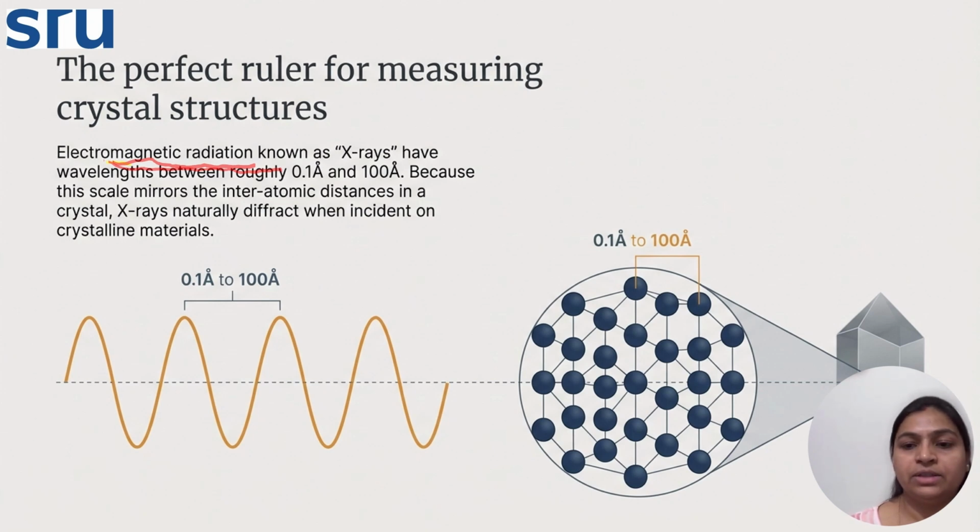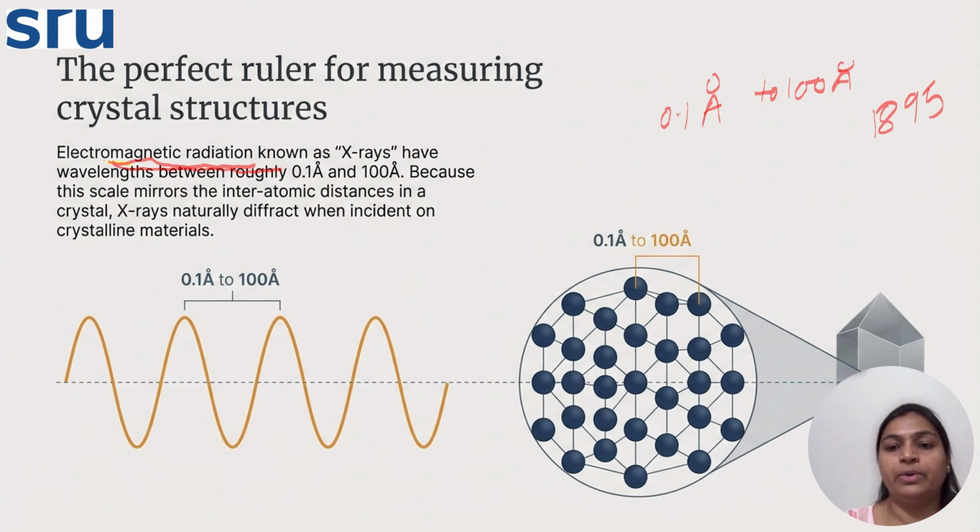It has a wavelength of roughly 0.1 angstrom to 100 angstrom. X-rays were discovered by Roentgen in 1895. X-rays are electromagnetic waves of short wavelength, in the range of roughly 0.1 to 100 angstrom.